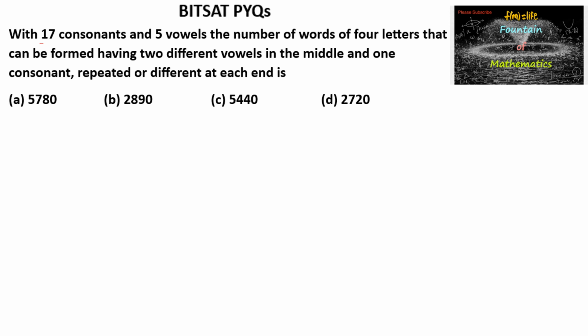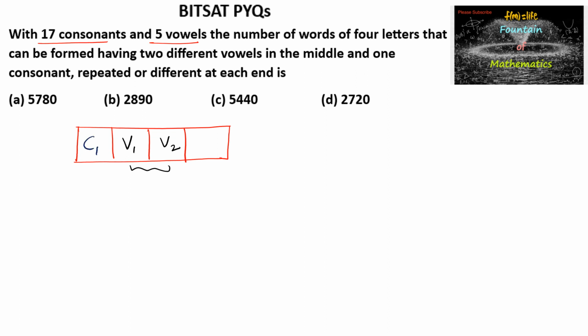With 17 consonants and 5 vowels, find the number of 4-letter words that can be formed having two different vowels in the middle and one consonant, repeated or different, at each end. So these two middle places can be occupied by the vowels, say V1 and V2, and the consonants at the ends can be different or the same, so repetition is allowed. Two consonants, so we can write in the middle two vowels.